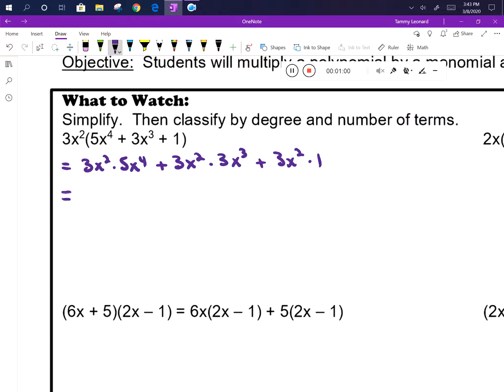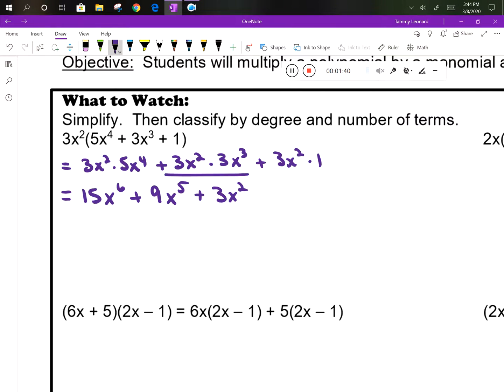So when I multiply these first two monomials together, 3 times 5 is 15, right? We're multiplying those coefficients. X squared times x to the fourth, that's multiplying with the same base. So we need to add those exponents. That's going to be x to the sixth. For my next term, it's going to be positive 3 times 3 is 9. I multiply the coefficients. X squared times x to the third, I'm multiplying with the same base, so I add the exponents, and 2 plus 3 is 5. And then my next term is also positive. 3 times 1 is 3, and the x squared doesn't have anything to multiply by, so it's still an x squared.